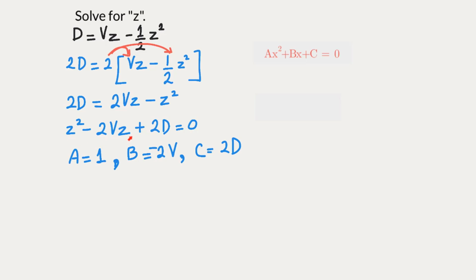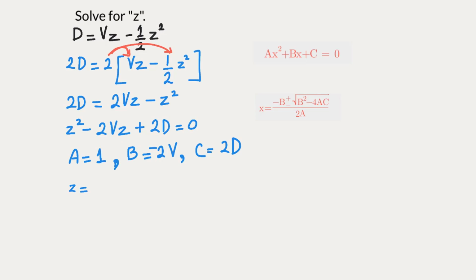Now we can solve this equation by applying the quadratic formula. Let us write the general form of the quadratic formula first. So the solution of this equation, ax square plus bx plus c equal to 0, is given by the quadratic formula. X equals negative b plus minus square root of b square minus 4ac whole divided by 2a. We will apply this same formula here to our equation.